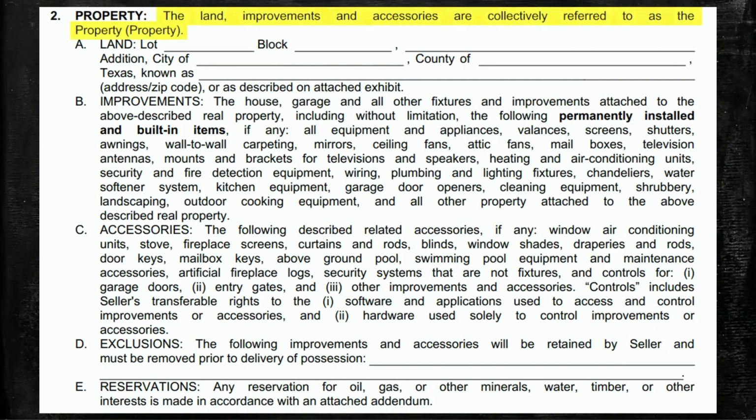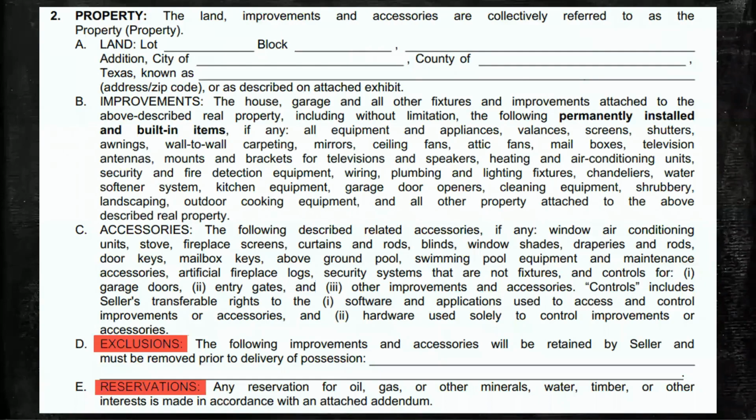So the contract tells us that the land, the improvements, and the accessories collectively are referred to as the property with a capital P. And we'll see that word throughout the contract. And when we see it, it means the property as we have defined it here in paragraph 2. As we're going through and looking at what the property is, there are 3 components to the property that are included in the definition of property. And then we have 2 components here that are excluded from the definition of property.